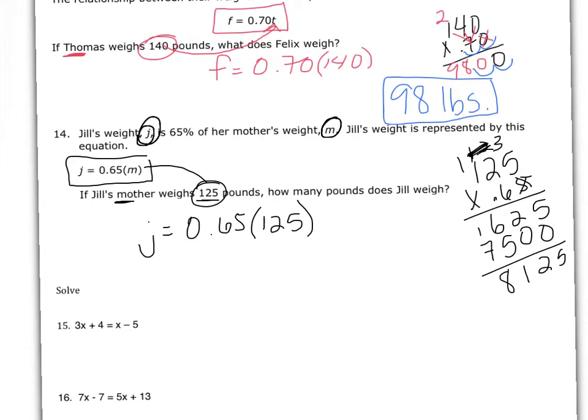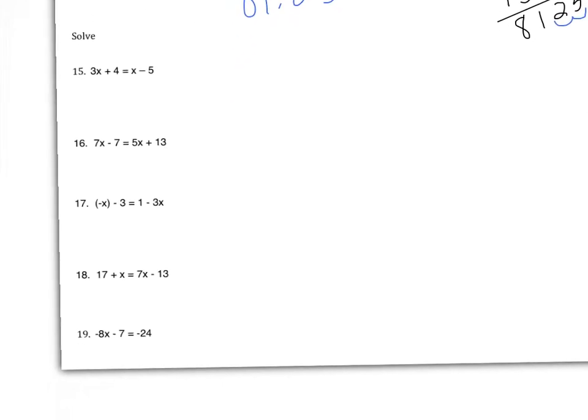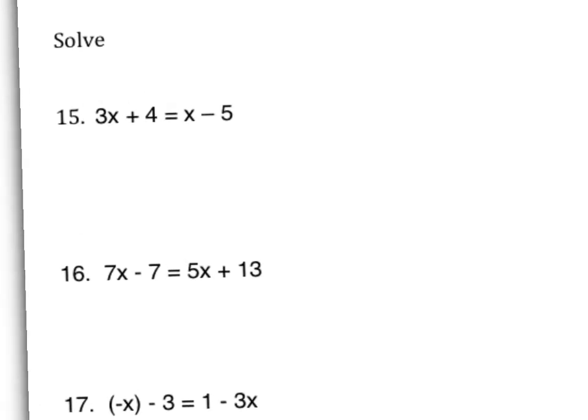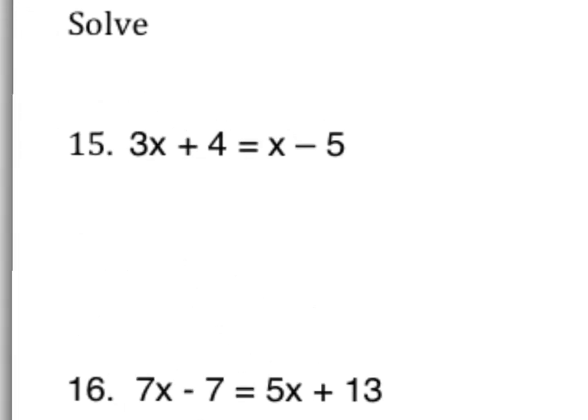So then the last step is there's 2 decimals, so I move 2 times, so my answer would be 81.25. The next part, we get to solve some equations, which is super exciting. So I'm going to zoom in. In this equation, we have variables on both sides.